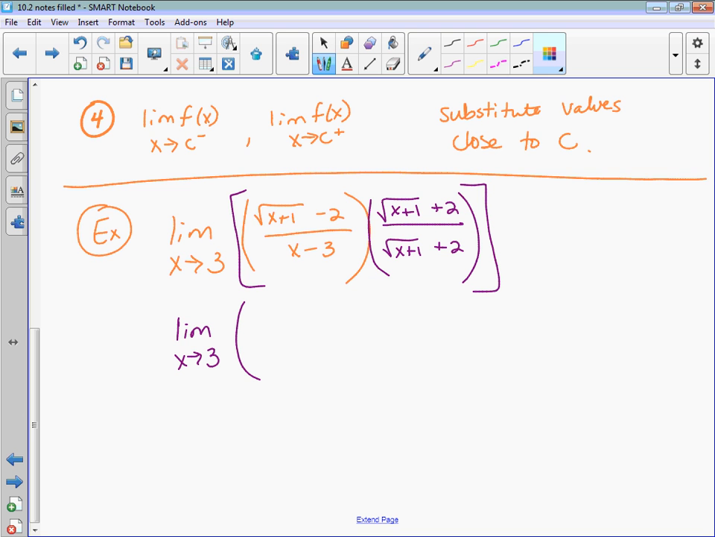Let's go ahead and multiply the numerator. So what's square root of x plus 1 times square root of x plus 1? Okay. And then do you guys see how it's going to be a positive 2 square root of x plus 1 and a negative 2 square root of x plus 1? Okay, so then we would just have minus 4. Over, do not multiply out your denominators here. Leave it as x minus 3 times the square root of x plus 1 plus 2.